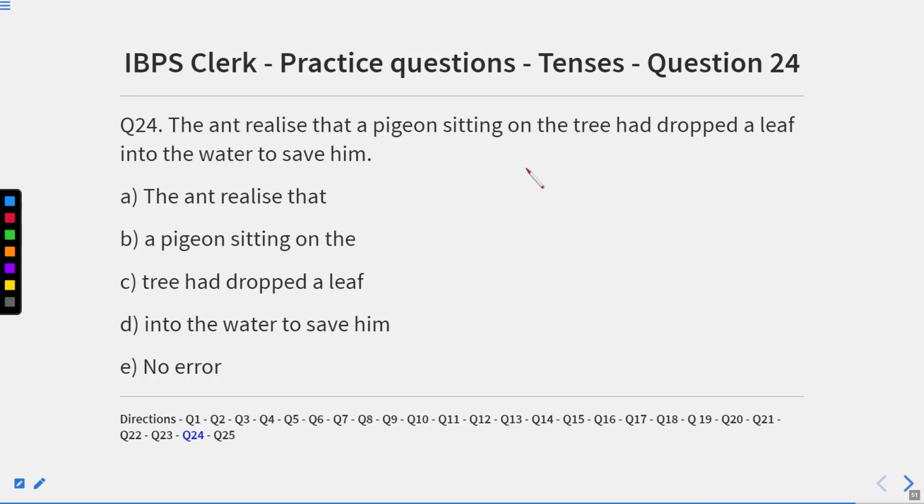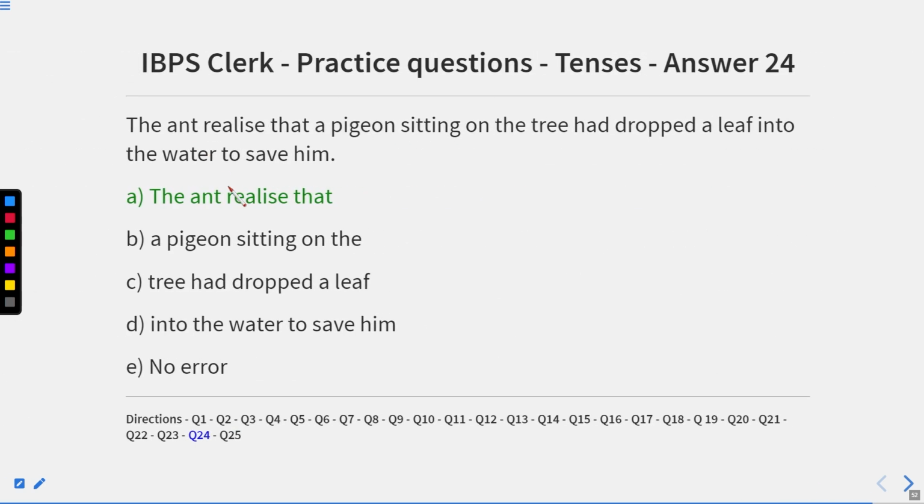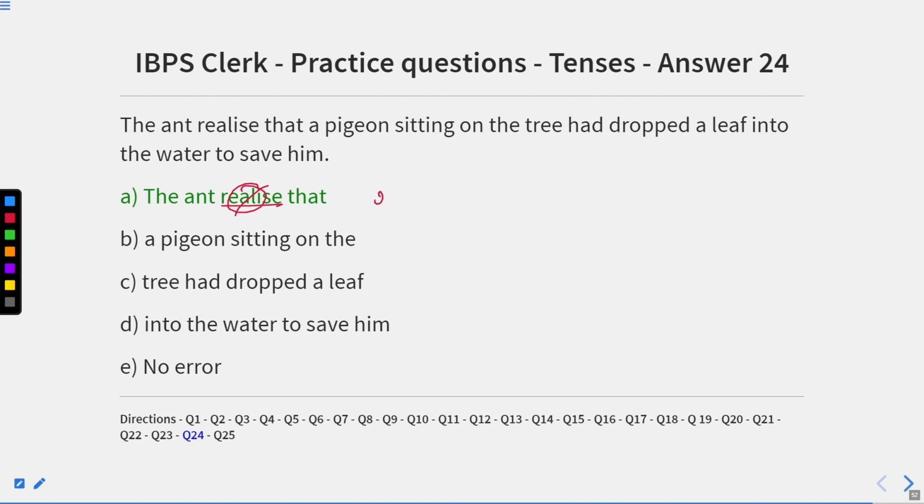Here it is written, the ant realized that a pigeon sitting on the tree had dropped a leaf into the water to save him. Now, if you see the sentence carefully, it was written had dropped. It means we are talking about some story and the action in that has already been done or has already occurred. And if the action has already occurred, the sentence should be in past tense. So this realizes should be replaced with realized. Therefore, the error is in part A, and the correct sentence will be, the ant realized that a pigeon sitting on the tree had dropped a leaf into the water to save him. So this will be the correct sentence. Now let us move to the last question of today's session.